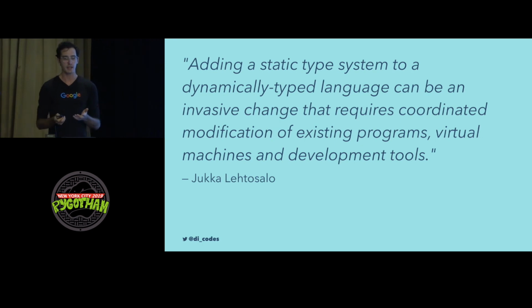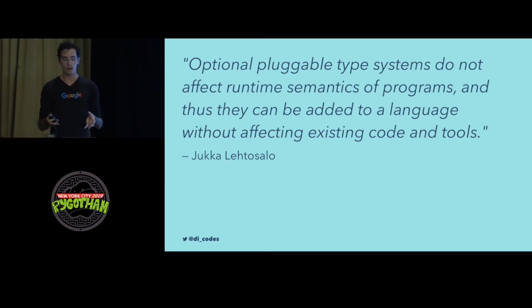If you try to add a static type system to a dynamically typed language, it could be totally invasive, right? You'd have to change every tool in the ecosystem, every interpreter, everything that checks syntax, et cetera. So this was his conclusion. However, he found that if you created an optional pluggable type system that doesn't actually affect the runtime of the program, this could be added to everything without causing significant burden to the ecosystem. And so this sounds really great.